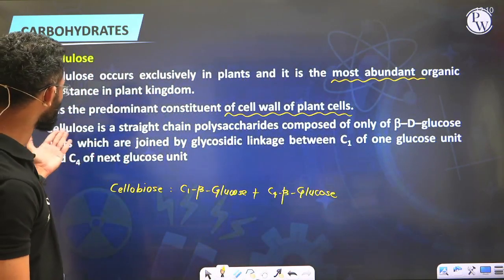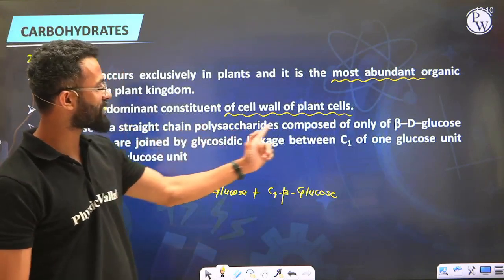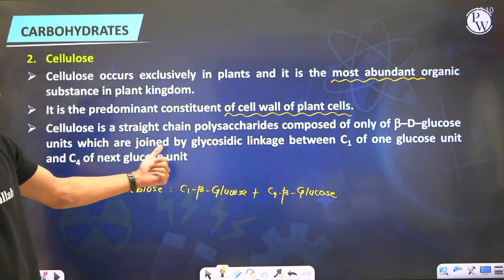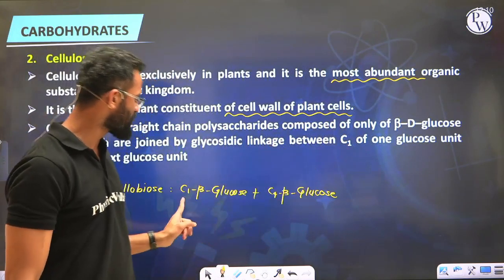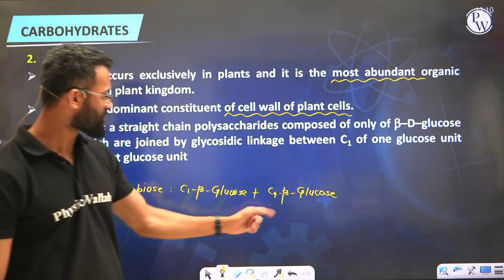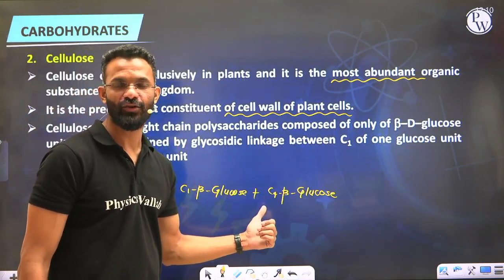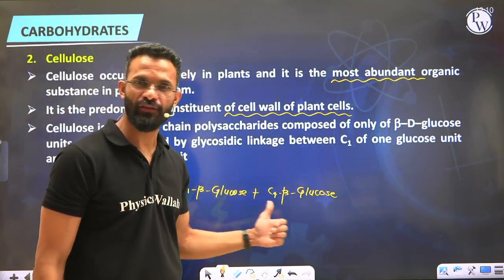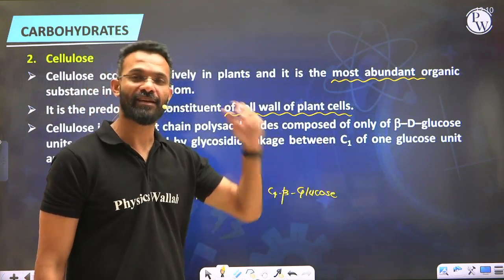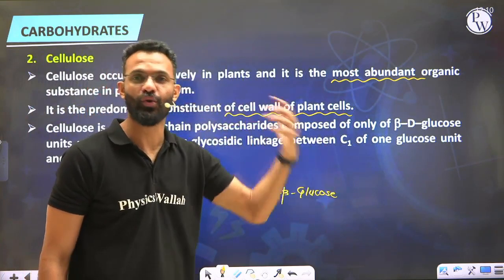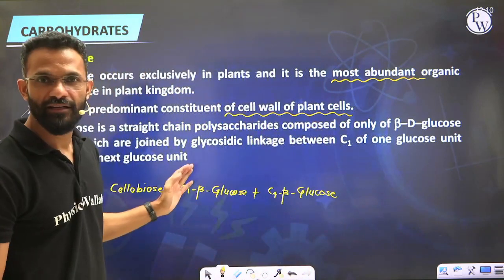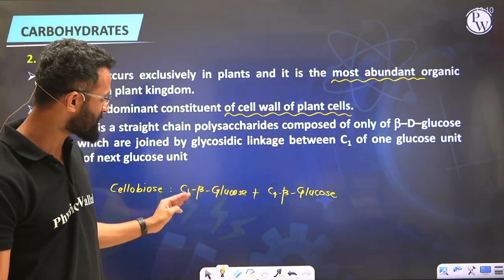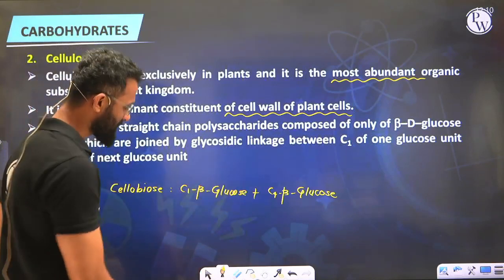In polysaccharide, cellulose is a straight chain polysaccharide composed of only beta D-glucose, which are joined together by glycosidic linkage between C1 of one glucose and C4 of the next glucose. So basically whatever we were doing for cellobiose, if we extend the units, instead of keeping just 2, if we take many, then the same cellobiose will be called cellulose. So whatever we were doing for cellobiose, we are going to do for cellulose as well, just that instead of 2, we'll be taking many. So how do we get the structure?